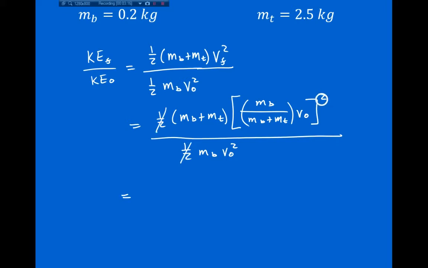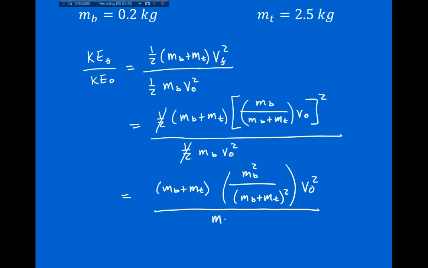And now I want to go ahead and distribute this square to everything inside there, and we'll see what else cancels out. So we have the mass of the bullet plus the mass of the target. And now I'm going to distribute the square. So in the numerator we have the mass of the bullet squared, and in the denominator we have the mass of the bullet plus the mass of the target, that whole thing squared. And then we have the V0 also being squared. And all of this is divided by the mass of the bullet times V0 squared.